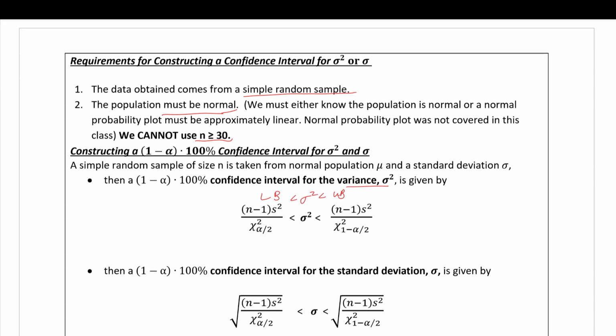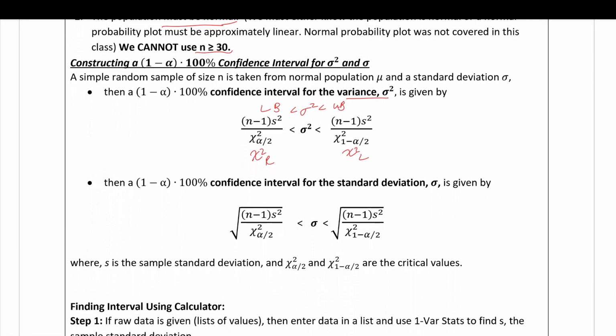And this here, again, this is chi-squared. This is actually the right side, and this is the left side. You might be asking, well, why is the right one on the left and the left one on the right? Well, the right value is a larger number, and it's in the denominator, so that makes this fraction smaller. And the left critical value is a smaller number, which makes this fraction bigger. So mathematically, it is in the right place.